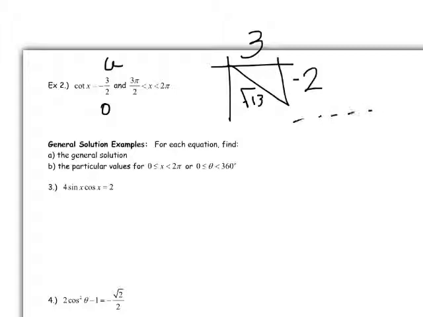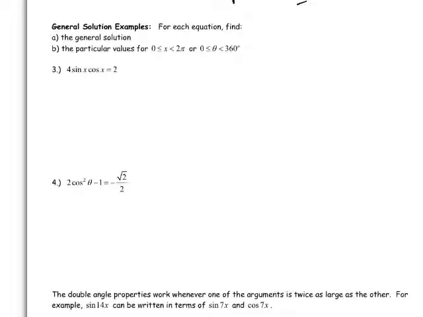All right. Now let's do some general solutions. This is what we did yesterday. So for each equation, find the general solution and the particular values. That first step of yesterday was match it up to a sum and a difference, but we're not using sum and difference anymore. We're using double angles. So you're just going to match it up to whatever you can. Look at your sum and difference or your double angles and try to match it up.